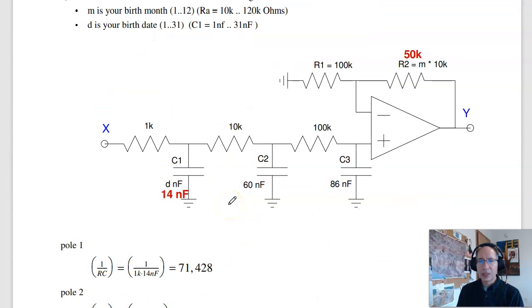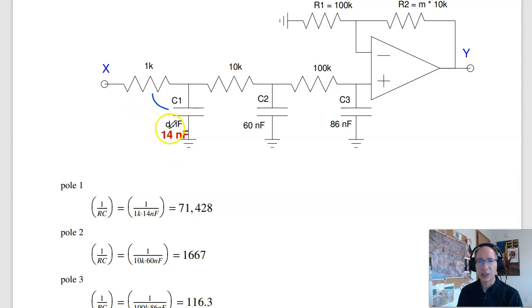Problem 2 is, what's that filter? So this is a 3-stage RC filter. Because R is going up by 10 times each stage, there's almost no loading. So the pole is at 1 over RC. For the first stage, 1 over RC is 71,000. Second stage, 1 over RC is 1667. Third stage, 1 over RC is 116.